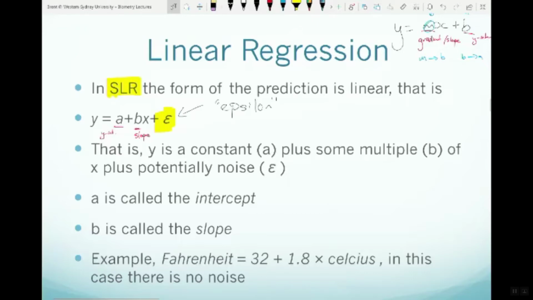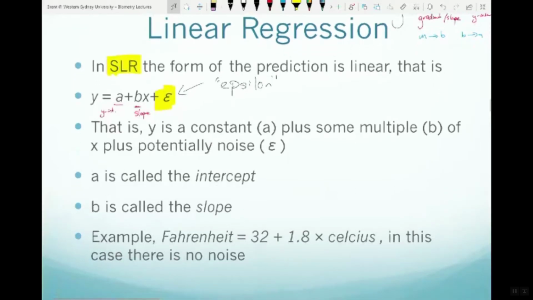Intuitively, I think we can picture in our heads what a line of best fit might look like, but how do we actually get it mathematically? The conversion between Fahrenheit and Celsius is a linear relationship. If you want the degrees in Fahrenheit given the degrees in Celsius, you multiply the Celsius value by 1.8 and then add 32 to it. So it's a very simple linear relationship.